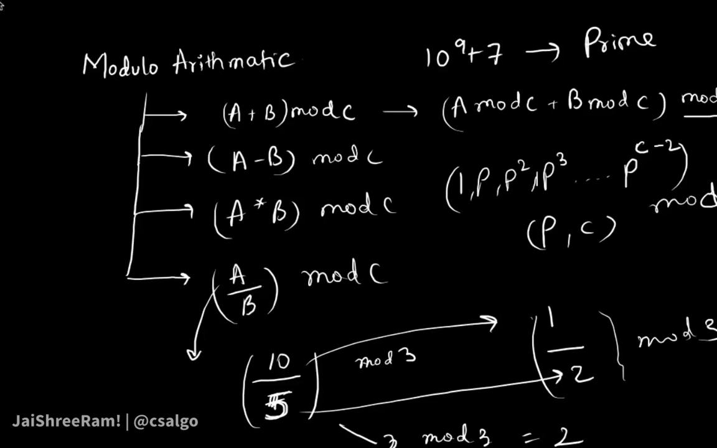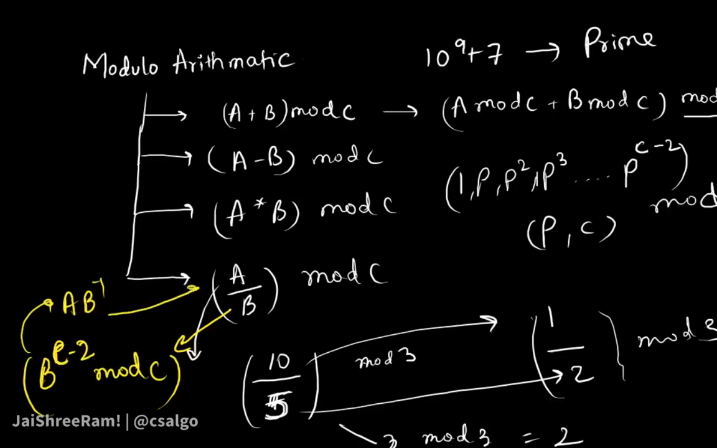And remember, whenever you need to find inverse, most of the problems that you face will have c as a prime. So let's say c is a prime, so you just need to find a to the power c minus 2 mod c. You just need to find this number and that's your inverse. Find this number, multiply it with a, and that's your answer for this, right? Okay. So these are all the operators that we have in modular arithmetic.